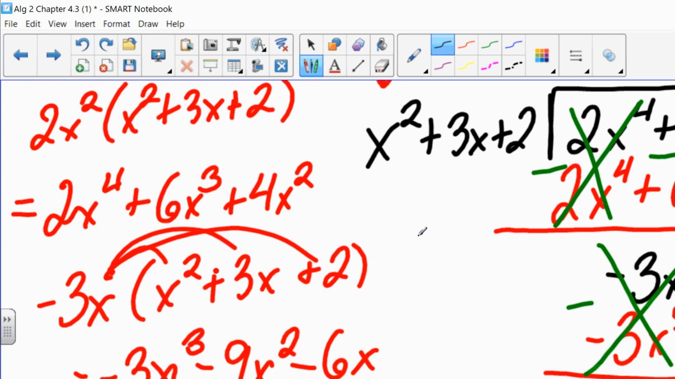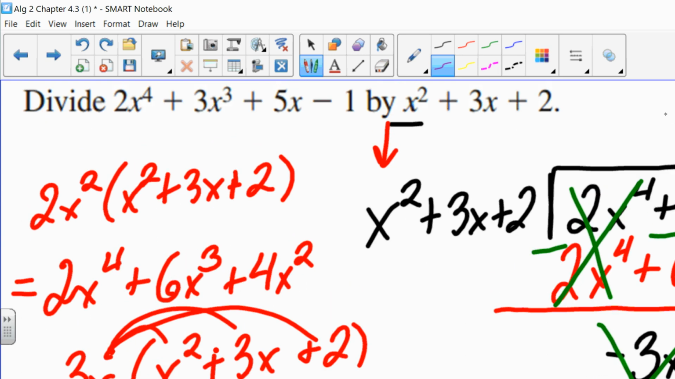A negative and negative would make a positive. So negative 4 plus 9 would be 5x squared. 5x minus negative 6x. Well, negative and negative would make a positive, which would be plus 11x. And then what would we do next? Bring down the negative 1.